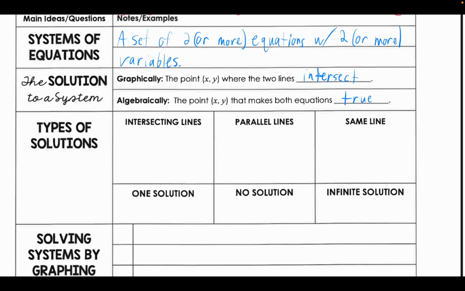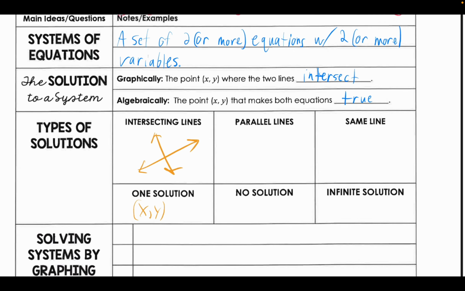So we have three types of solutions. One is if the lines intersect some way, somehow. And so a picture of that is just two lines intersecting. And that means you have one solution, which is the ordered pair, some ordered pair x comma y, where you have an x value and a y value on the coordinate plane.